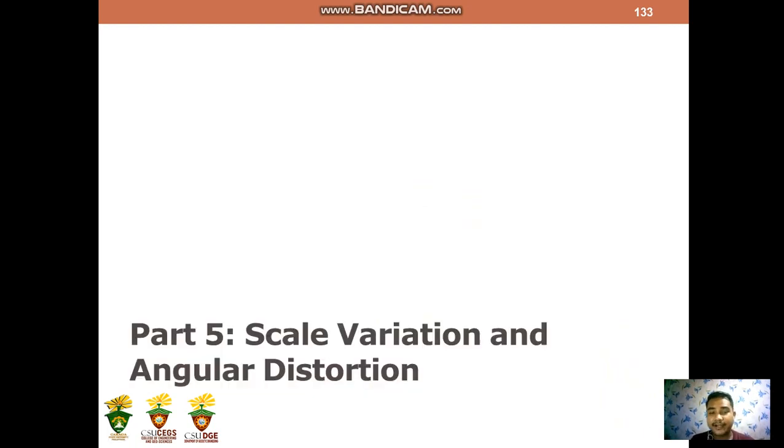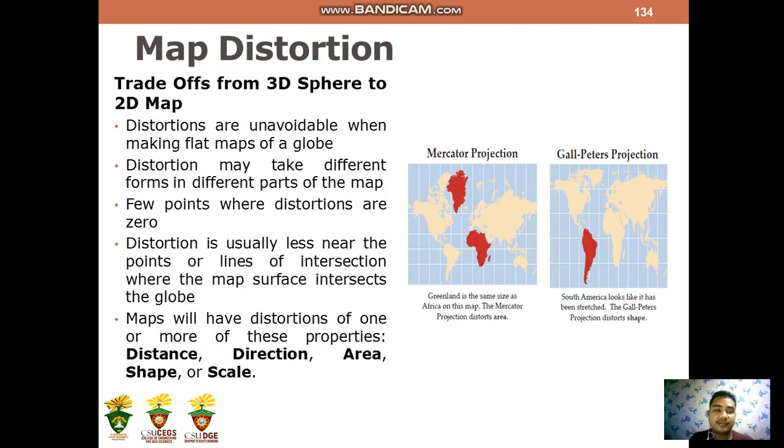So that's it for part 4, and we are now down to part 5 of this topic: the scale variation and angular distortion. So let's define what map distortion is. Map distortion is a trade-off from a 3-dimensional sphere to a 2D map. Distortions are unavoidable when making flat maps of a globe, and distortion may take different forms in different parts of the map.